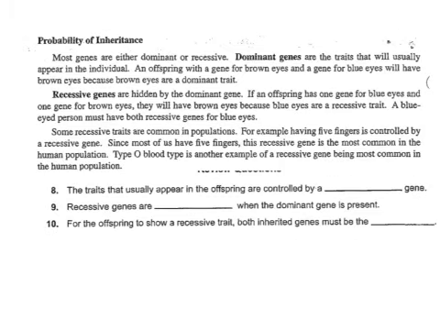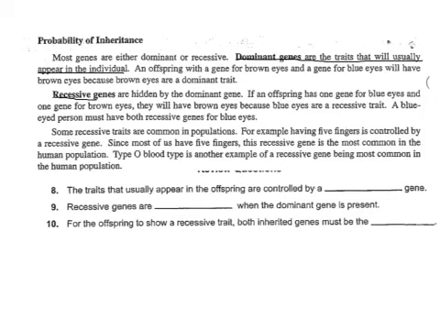Probability of inheritance. Most genes are either dominant or recessive. Dominant genes are the traits that will usually appear in the individual. An offspring with a gene for brown eyes and a gene for blue eyes will have brown eyes because brown eyes are a dominant trait.